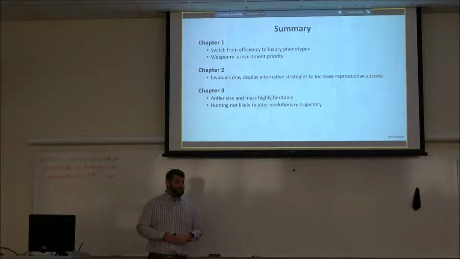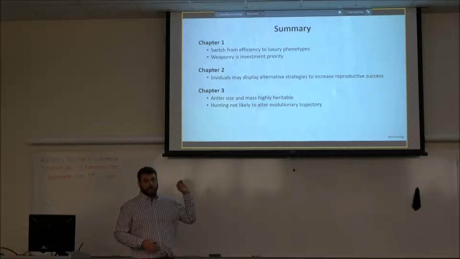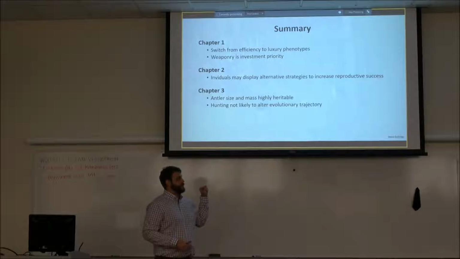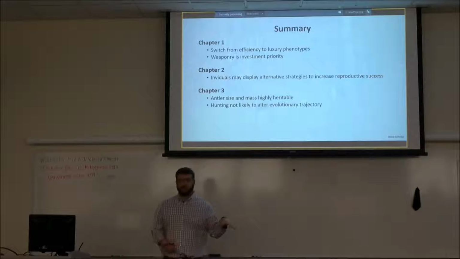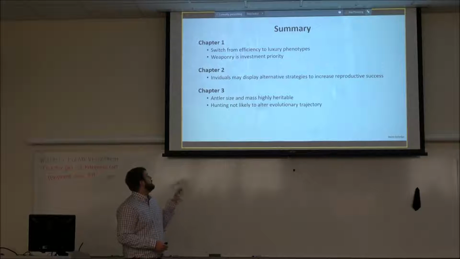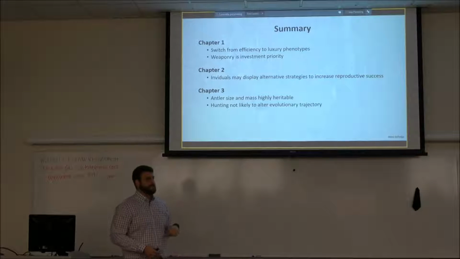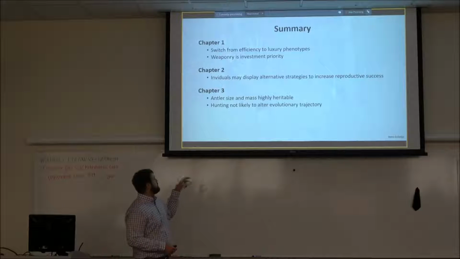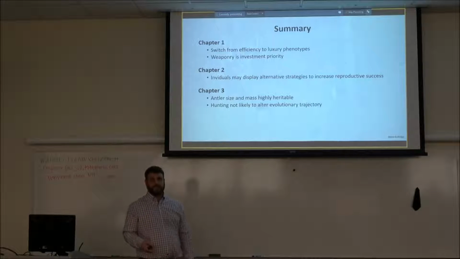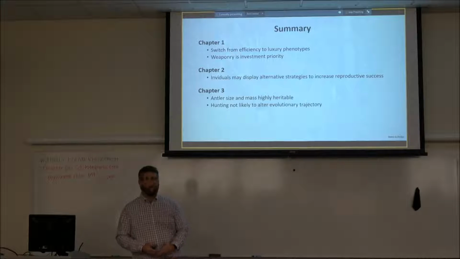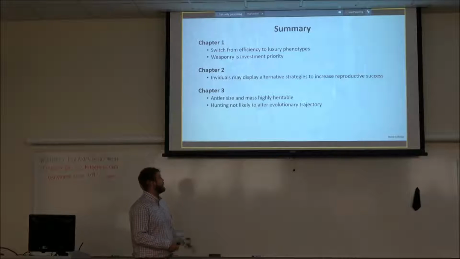So, wrapping it all up: in chapter 1, again, we saw that three populations of deer can switch from efficiency to luxury phenotypes once you improve their nutritional quality, and that antlers, the weaponry, respond the most to differences in nutrition. In chapter 2, we saw that individuals can display alternative strategies to potentially influence their reproductive attempts later in life.